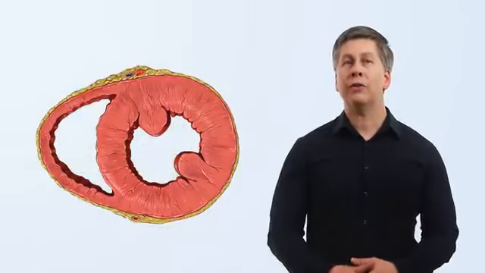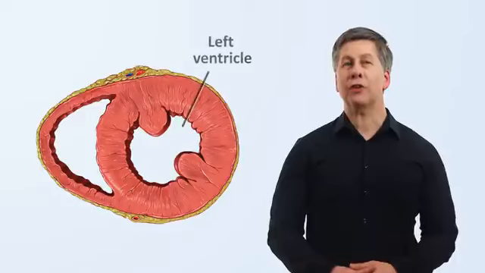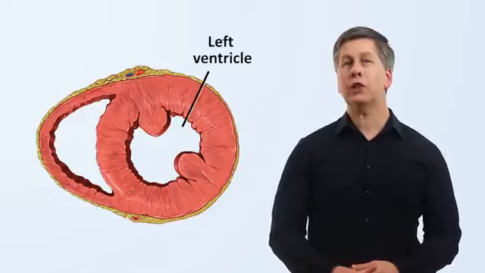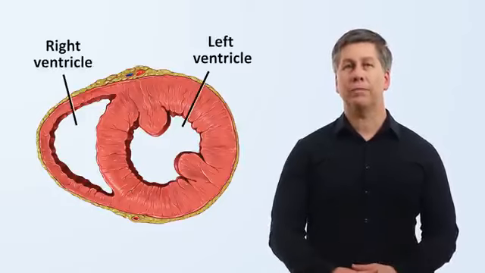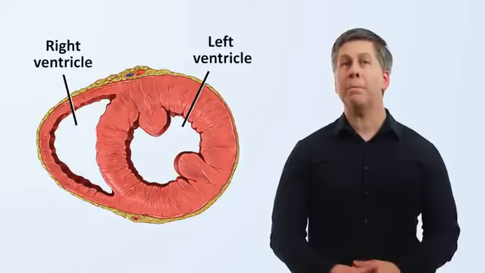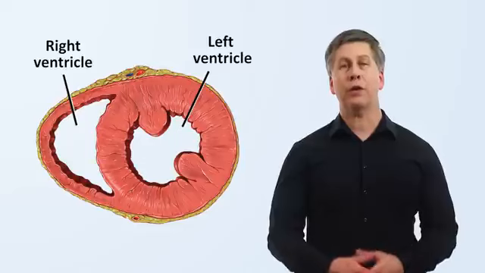The large, round, thick-walled one is the left ventricle, and the smaller, crescent-shaped one is the right ventricle. The left ventricular wall needs to be much thicker because it pumps against much higher pressures than the right one does. Back to this view, let's discuss the valves a little more.